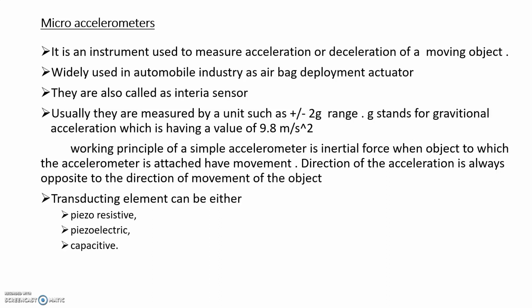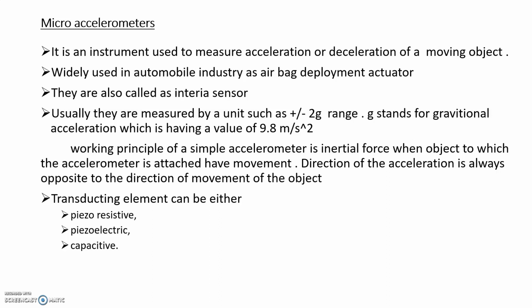Micro accelerometer is sometimes also known as inertia sensor, because the acceleration is actually correlated with the inertial force. When we learn about the structure of micro accelerometer, we will have a detailed study on how this is said to be an inertial micro accelerometer. The unit in which acceleration is measured is specified with a value such as plus or minus 2g or plus or minus 50g, etc.